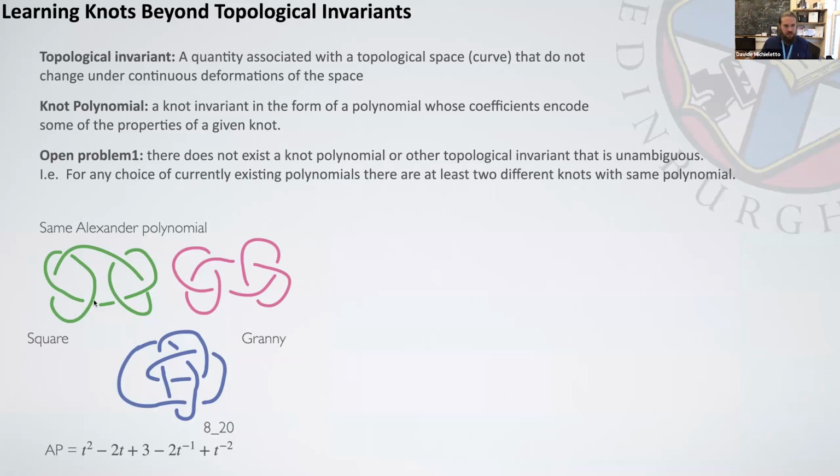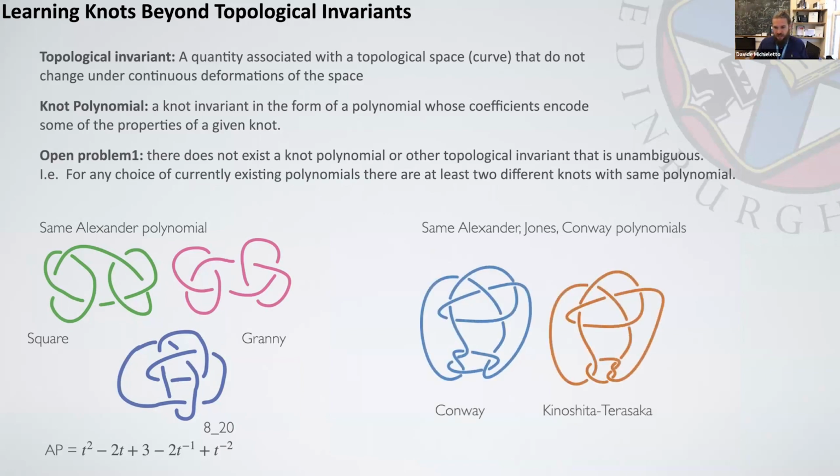For instance, here you have the square, granny, and 8_20 knots. The first two are composite knots, and this is a prime knot, and they all share the same polynomial. Another two knots that are very interesting are the Conway and Kinoshita-Terasaka knots. These are 11 crossing knots, and they share the same Alexander, Jones, and Conway polynomials. Interestingly, the Alexander polynomial of these very complicated knots is 1, the same as the Alexander polynomial of the unknot. So this is very disappointing news for mathematicians.